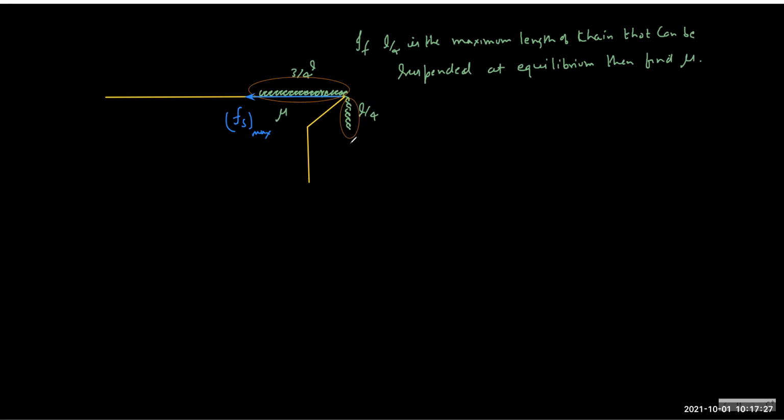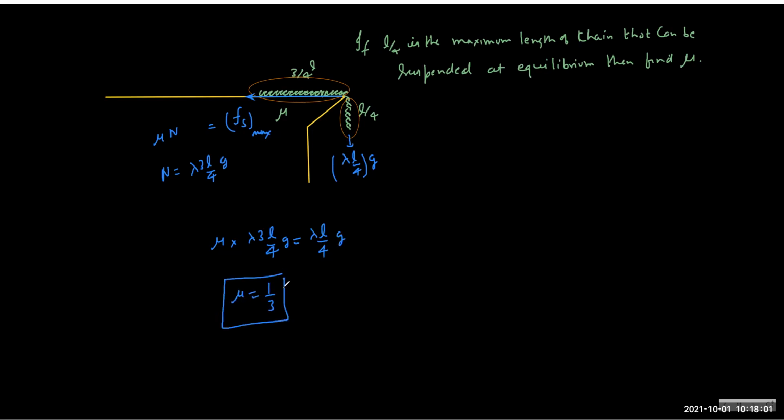So now this is the hanging mass. We can let lambda be the mass per unit length. So lambda L by 4 into G is the pull, and Fs max will be mu into N, and N will be how much? It's mg, which is lambda 3L by 4 into G. So now mu into lambda 3L by 4 into G equals the weight of the pull, which is lambda L by 4 into G. That's the only easy problem.